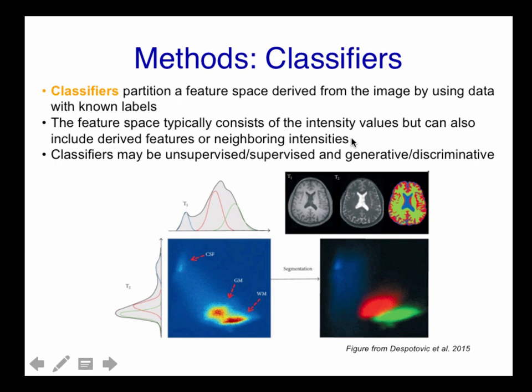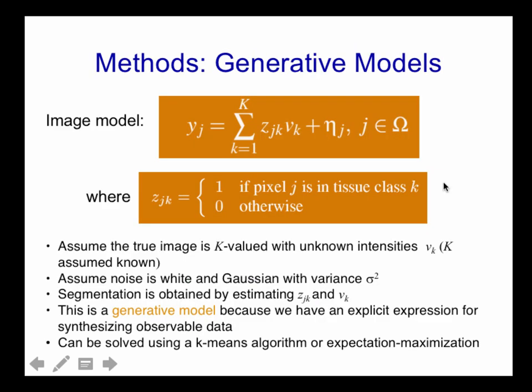Intensity values are actually one way of building your feature space. You can make this feature space of more complicated features that are derived from the original images. So you might run a filter and add another dimension to your feature space. You might look at the neighbors of each voxel and make that another dimension of your feature space. So there's lots of different ways of building your feature space. And they can be either unsupervised, supervised, or generative or discriminative, and I'll talk more about that in a second. Okay, so there's this term that's popular in the segmentation literature called generative models, and so I have a little bit of math in here just to explain what a generative model is.